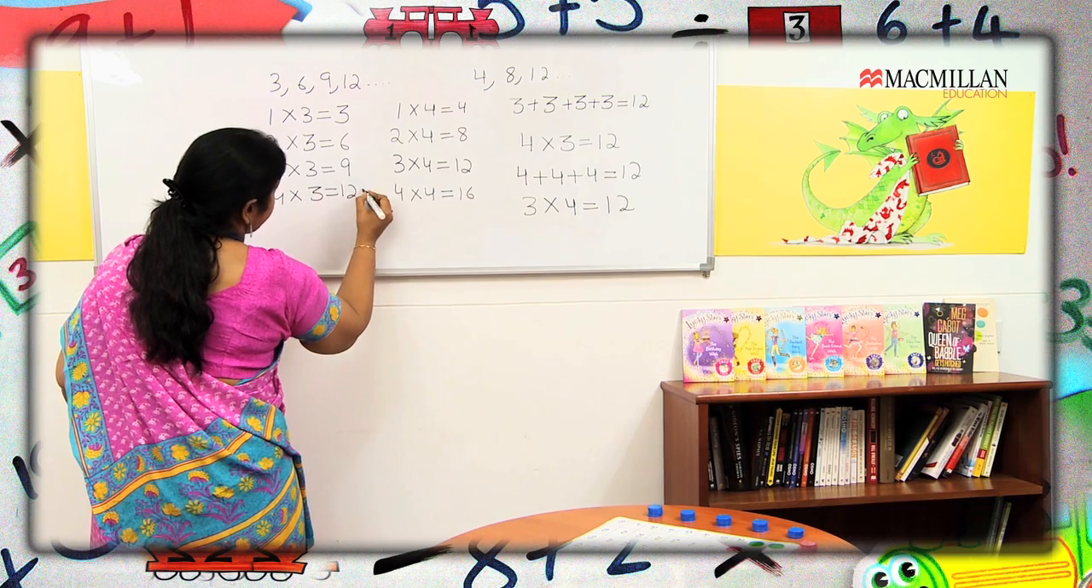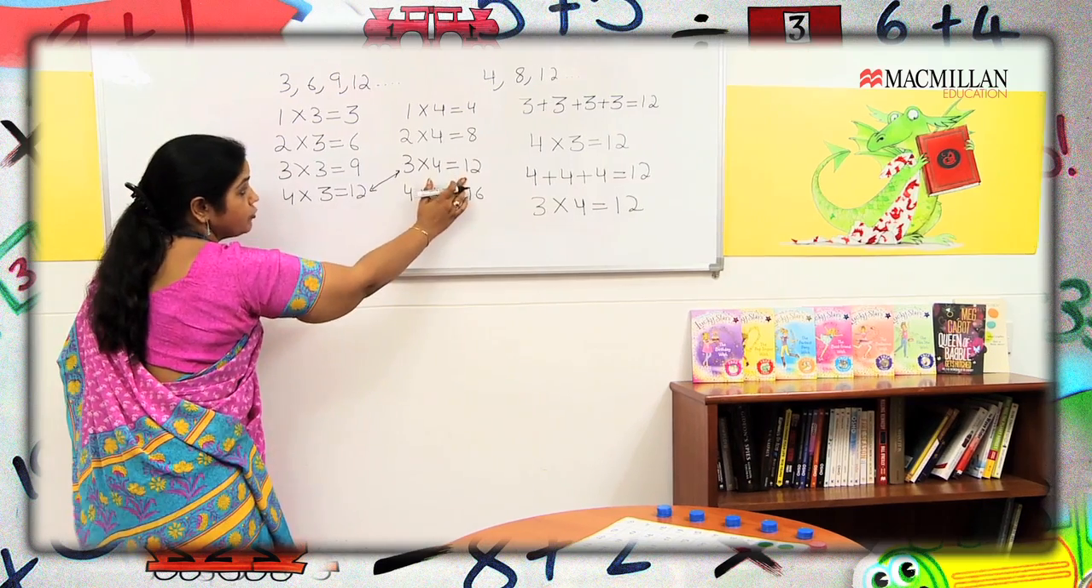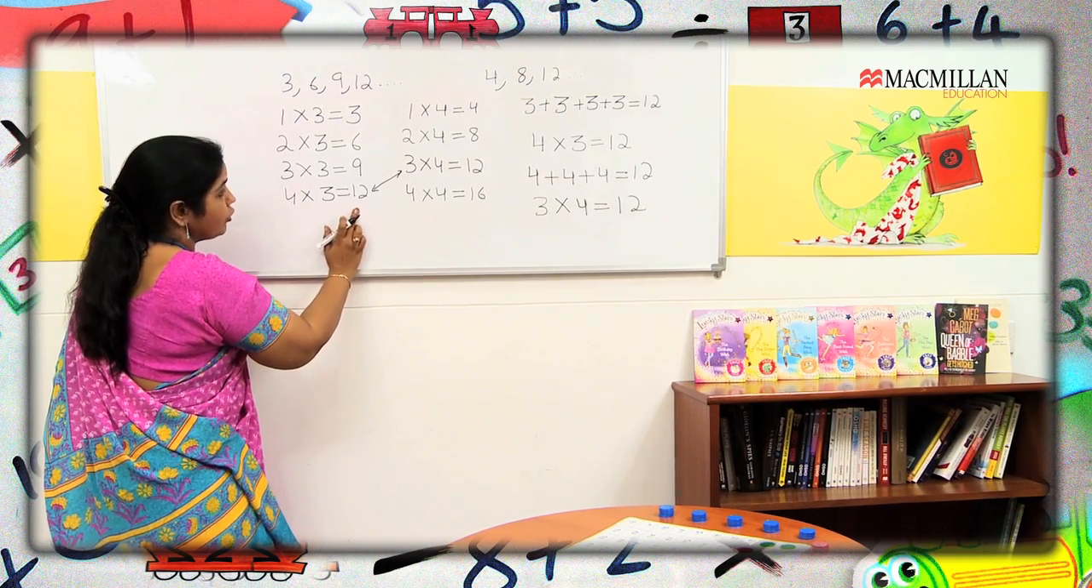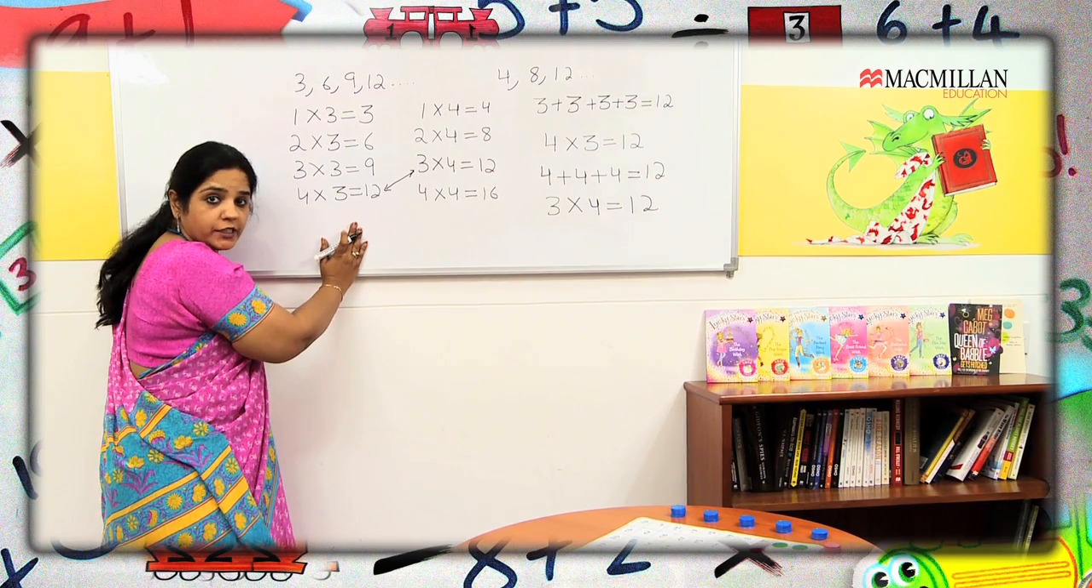Do you see we again got the same result? 3 4 times was 12, 4 3 times is also 12. So by skip counting also we are able to show our commutative law.